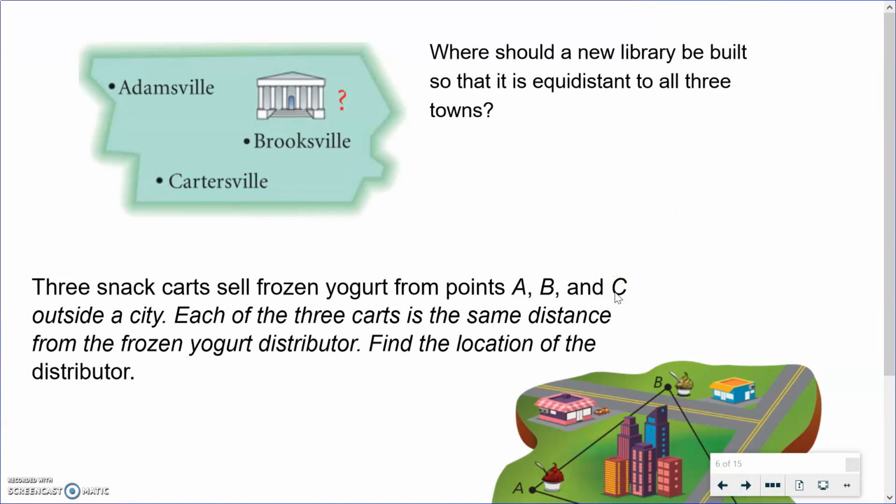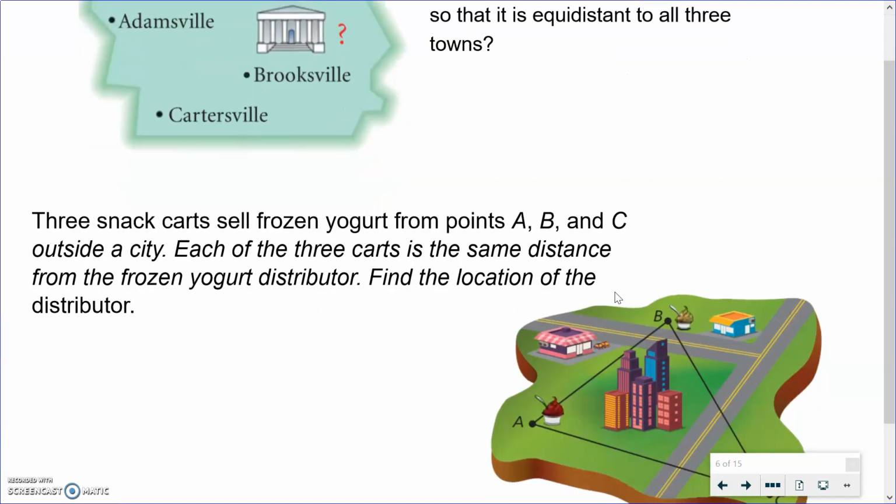So if I wanted a library to be built the same distance from all three towns, that would be something that I would use the circumcenter for, because I want it to be the same distance. You could think of those as the three vertices of the triangle. So a circumcenter would be the best way to figure that out, okay?